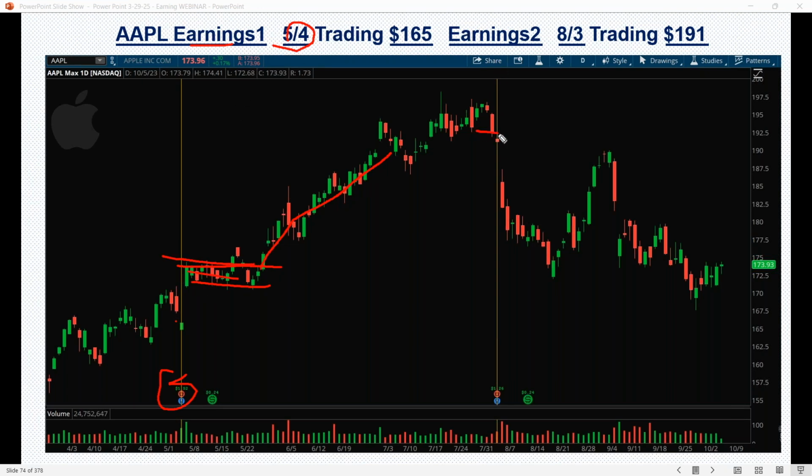And then here's Apple, again, earnings, collapses. It trends down, right? And then it starts up, right? That was on the 3rd. Okay, so here's what the spread looks like.